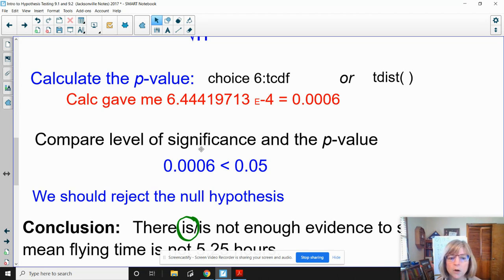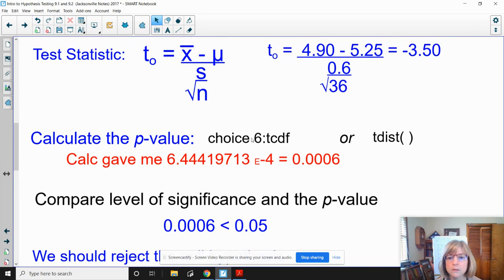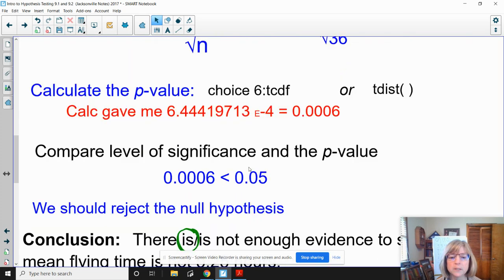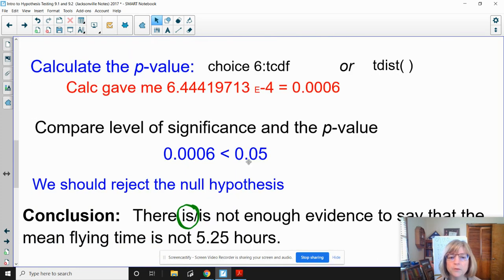We're going to compare our level of significance, which our problem indicated here was 5%. We're going to compare our level of significance and that p-value that we just found. So here's our p-value. We're comparing it to 0.05. Now 0.0006 is less than 0.05. If p is low, H0 has to go. So we should reject the null hypothesis.